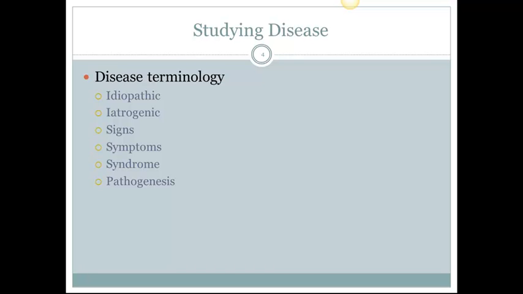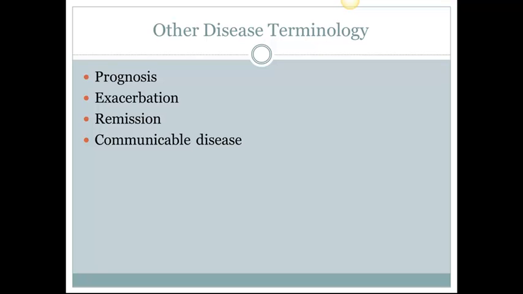Some other terminology, we have syndromes, which is a group of signs or symptoms that occur together. And pathogenesis is the pattern in which a disease has developed. Some more terminology for diseases. Prognosis is the outcome of the disease. Exacerbation is the increase or flare-up of symptoms or disease.